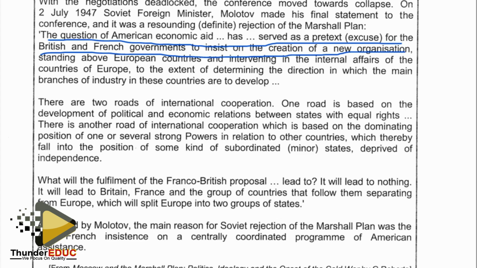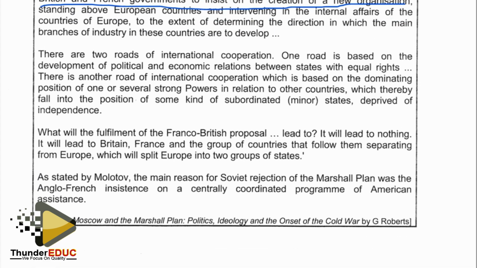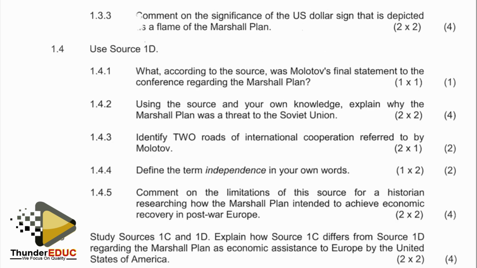We get it from there. Then we'll move on to the next statement. Next question, number 1.4.2. Using the source and your own knowledge, explain why the Marshall Plan was a threat to the Soviet Union. Using the source and your own knowledge, why were the Russians threatened by the Marshall Plan?